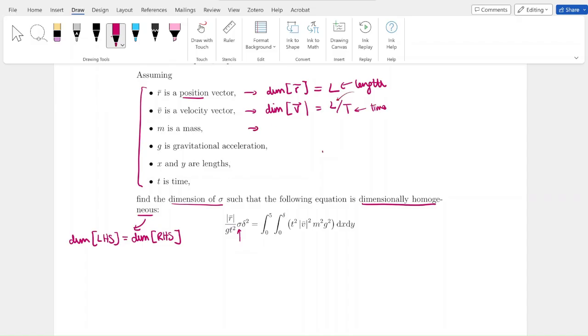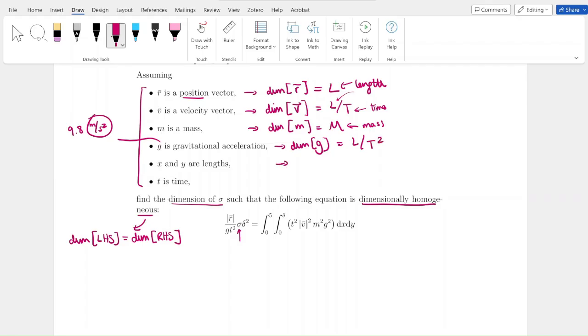Then we also have m is mass. So the dimension of m is going to be kilograms, for example, which means mass. g is gravitational acceleration, so we have the dimension of g. So what is g typically measured in? If you ever get confused about what a term means, then think of what a normal quantity would be. So we know it's like 9.8 meters per second squared, which corresponds to length per time squared.